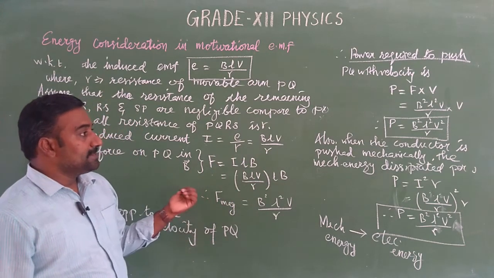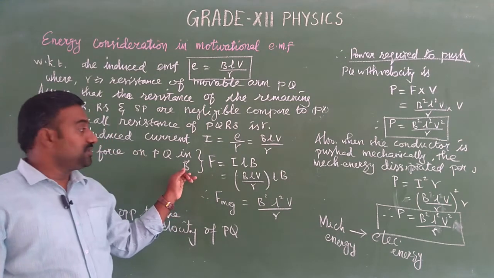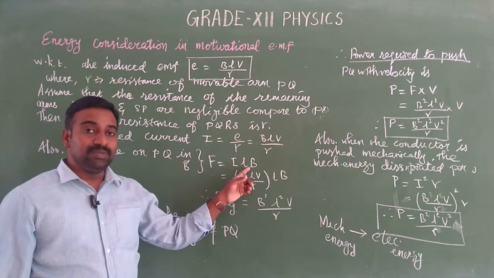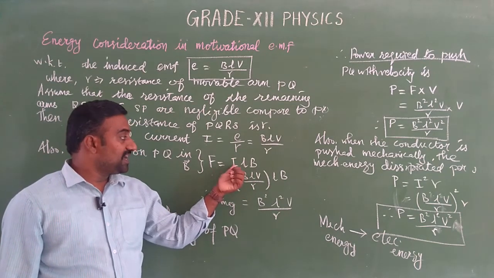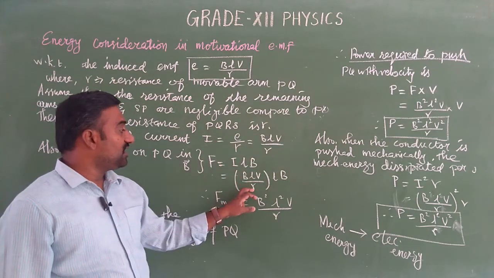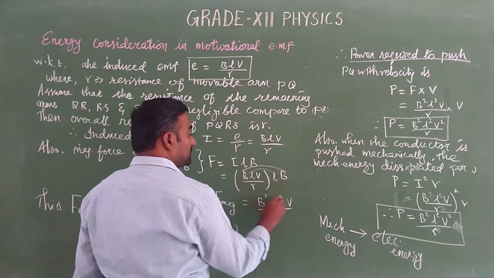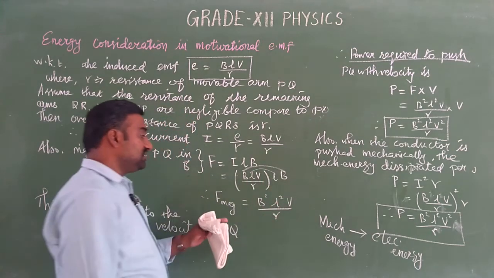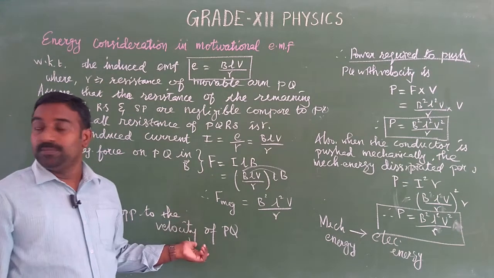Okay, and then next, the magnetic force on the movable arm PQ. So force is equal to ILB. But I we know is BLV by R, so force is BLV by R into LB. So B into B, B square, L into L, L square, then V by R. This is the magnetic force, and this force is opposite to the velocity of the movable arm PQ.